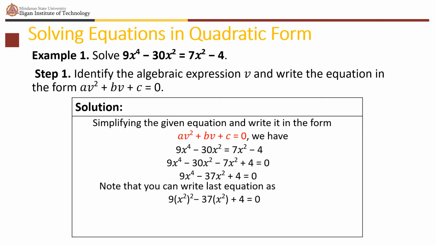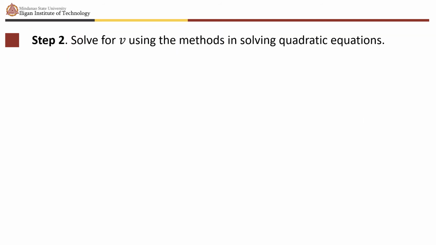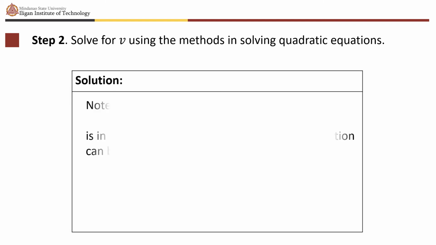Note that you can rewrite this as 9 times the quantity x squared, squared, minus 37 x squared plus 4. So our v now becomes x squared. That way you can rewrite it as 9v squared minus 37v plus 4 equal to 0, since x squared is v. And then solve for v using the methods in solving quadratic equations.